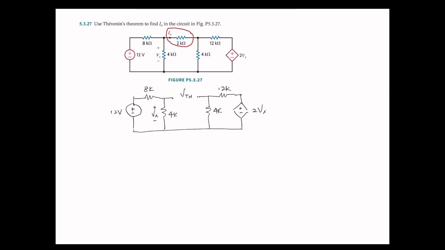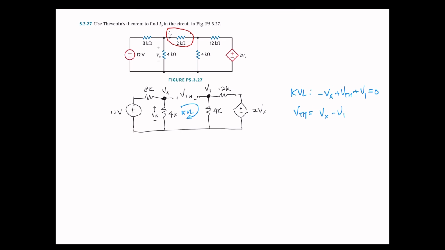The first thing we can think of is doing KVL, right? Because we know this node is Vx, with a positive at the top, so it's Vx. And we can let this one be V1. Then KVL will give us negative Vx plus VTH plus V1 equals 0, and VTH equals Vx minus V1.